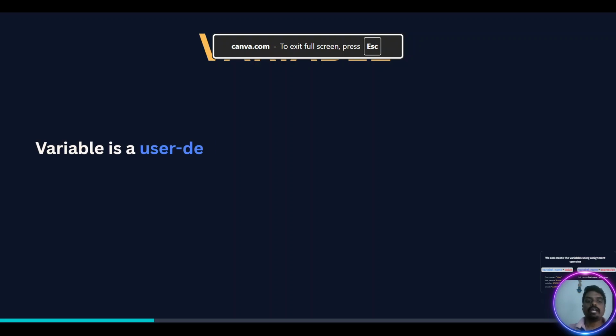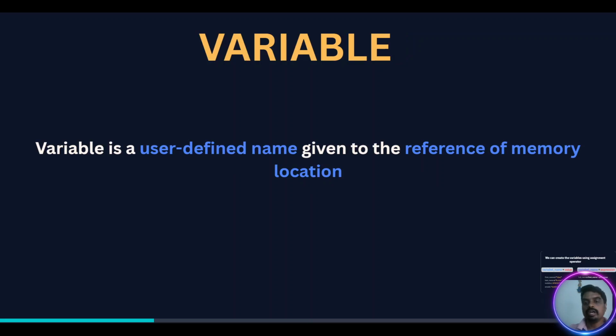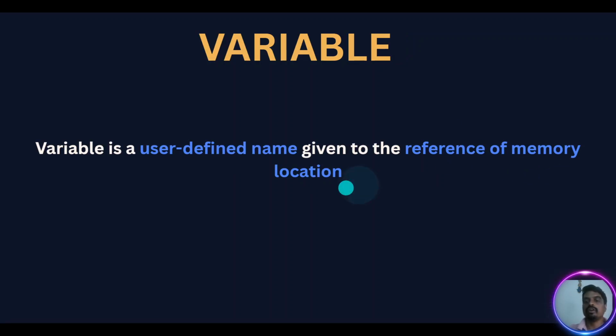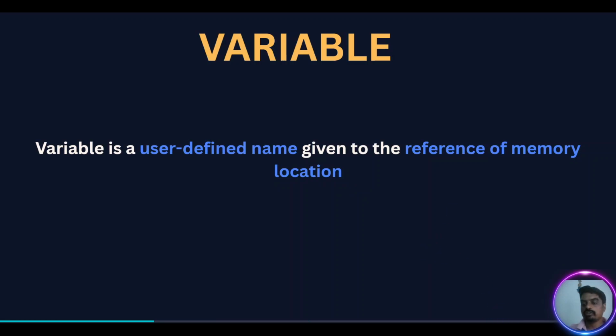Okay. So in Python programming, a variable is just a user-defined name given to the reference of a memory location. What we have seen in the previous video is that variables are used to store values, but in Python, a variable is just a user-defined name given to the reference of a memory location. We'll see it practically.